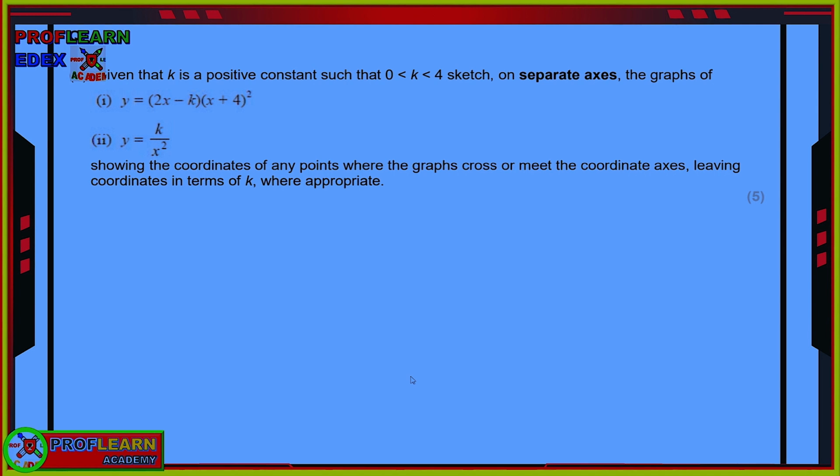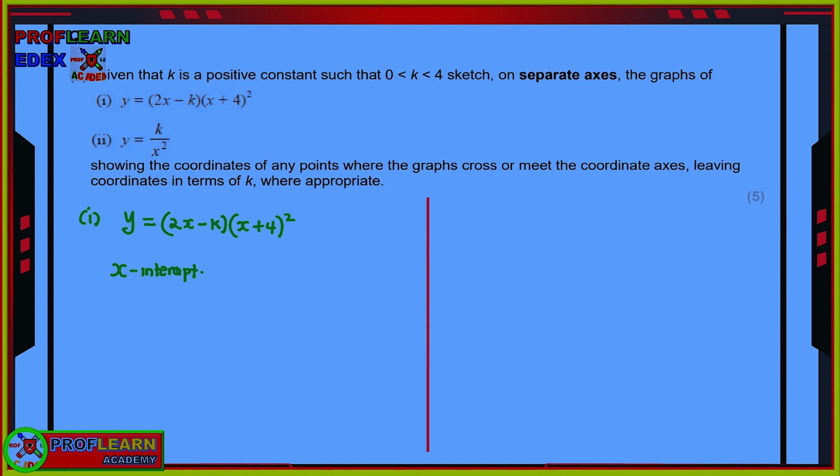Given that k is a positive constant such that k is between 0 and 4, sketch on separate axes the graph of y = (2x - k)(x + 4)^2. Now this is a cubic function, and whenever you have a square on the bracket, it means at x equals negative 4 we have repeated roots at that point. And the graph there is not going to cross the axis.